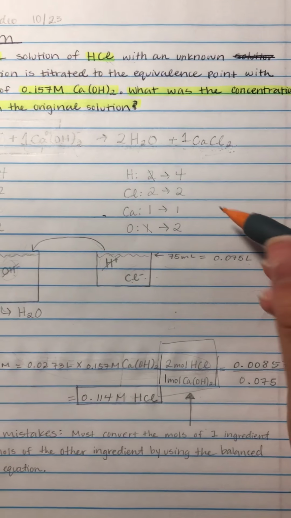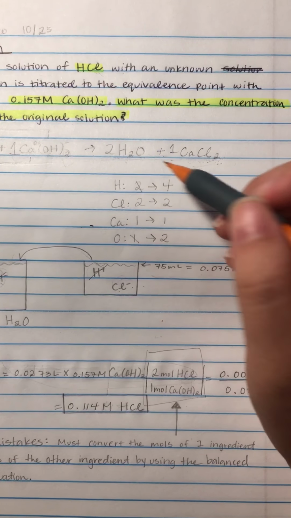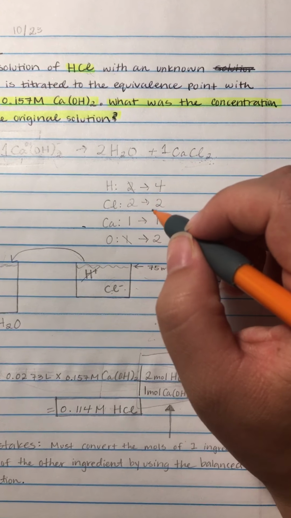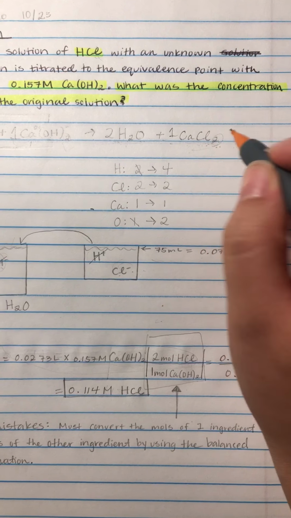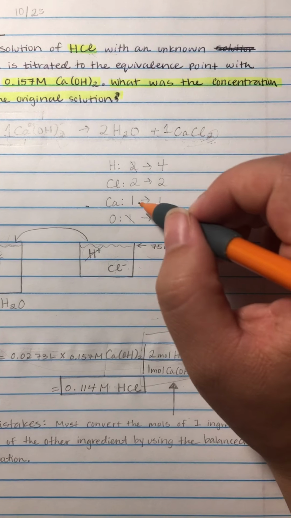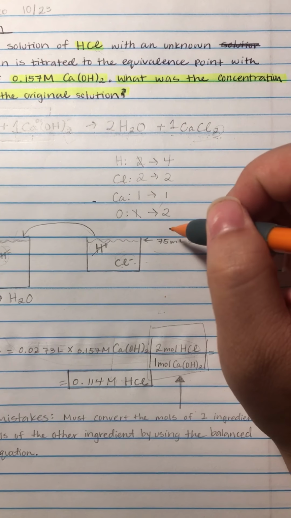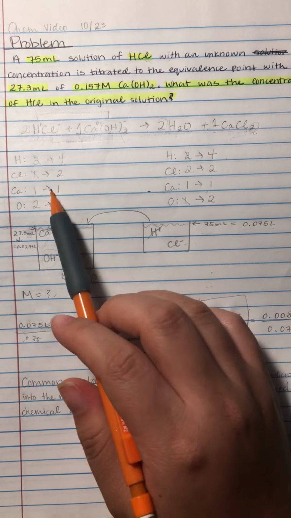And then you can check on this side because 2 times 2 is 4, and so that's 4 hydrogens. And then chlorine, there is 2 from this because 2 times 1 is just 2. And then calcium, there's just 1. And then oxygen, there's 2 because of this. And so you can see that these numbers are the same, and that means they're balanced.